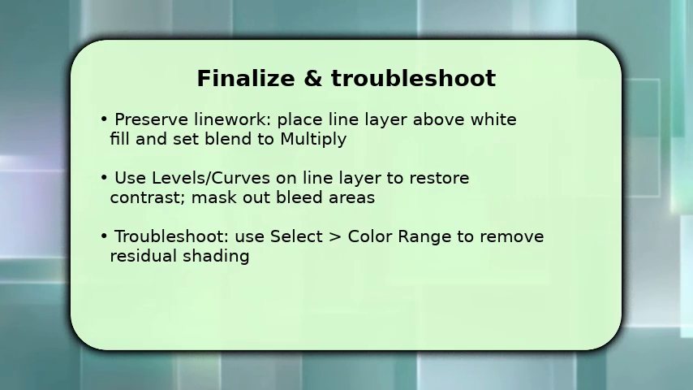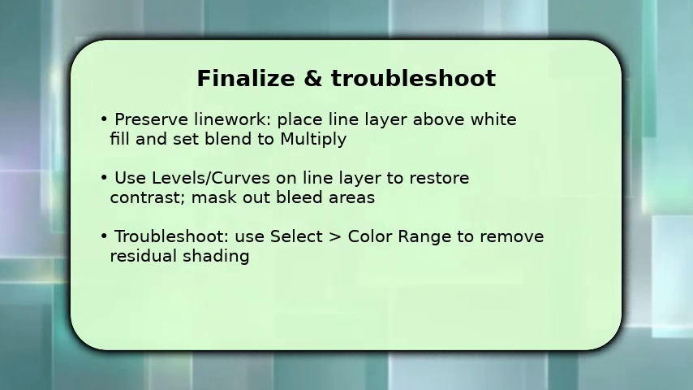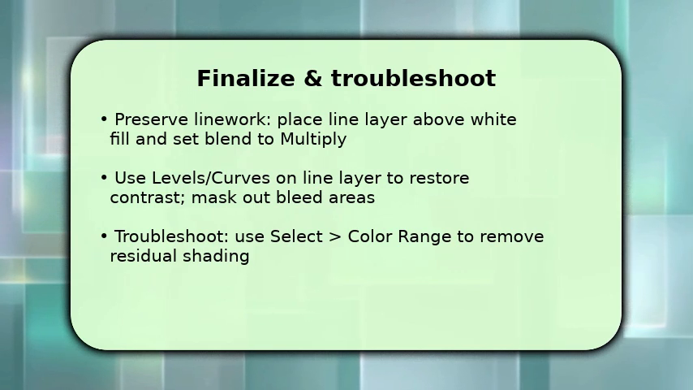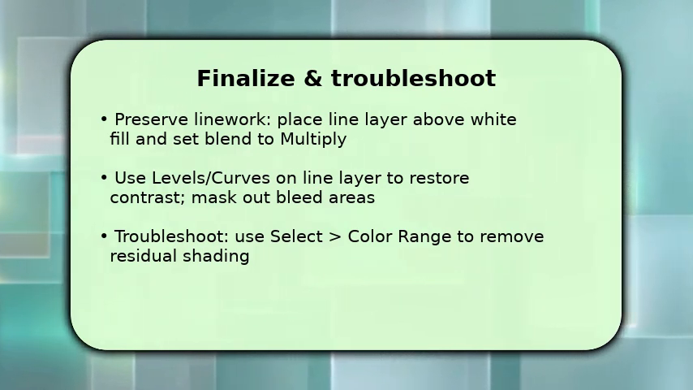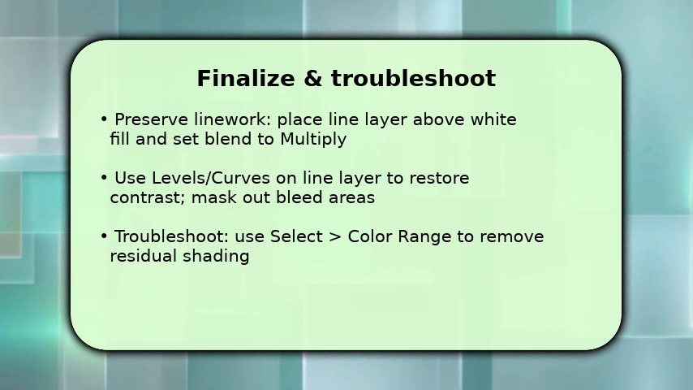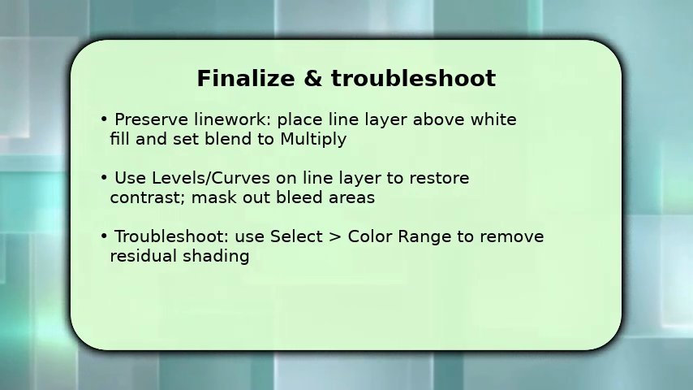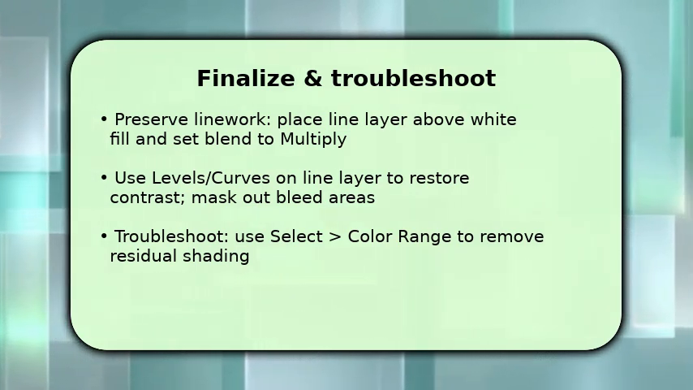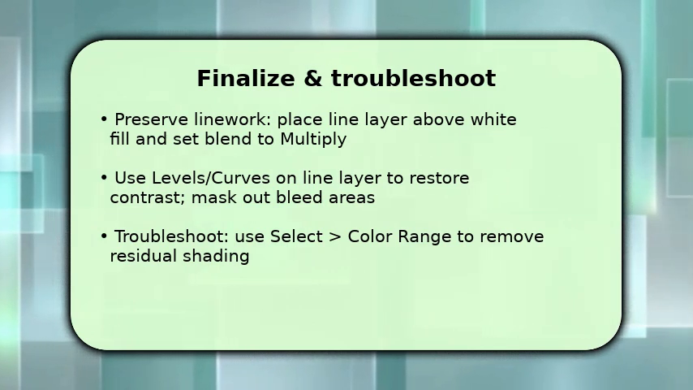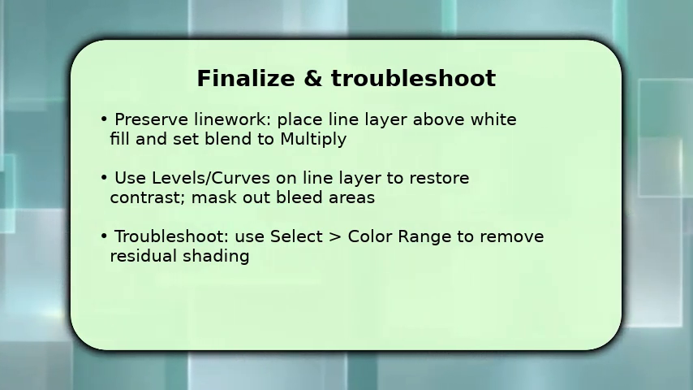To finish, ensure your architectural lines remain visible by placing the line work layer above the white fill and setting its blend mode to multiply so blacks stay opaque. Once positioned, use levels or curves on the line layer to recover any faded lines and apply a mask to hide white bleed or haloing around corners.